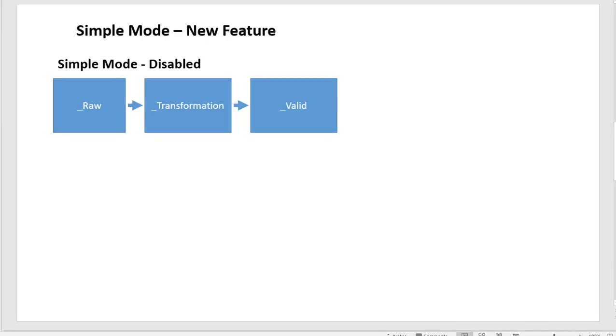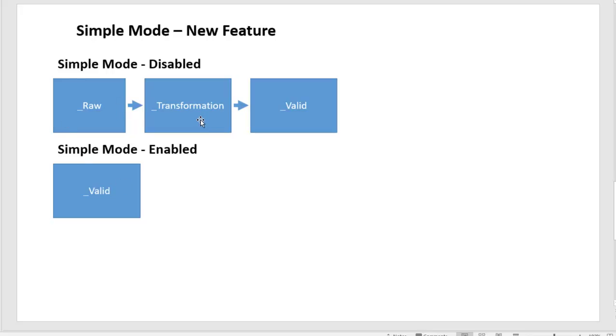So the next feature I want to show is simple mode. This is something I'm quite excited about. As we know, in all previous versions of Time Extender, or in the new version, if simple mode is disabled, the data flow goes like this. The data flows into the raw table, then it is read through a transformation view and into the valid table. So what simple mode does is it simply removes the raw table and the transformation view, and it just loads the data straight into a valid table.